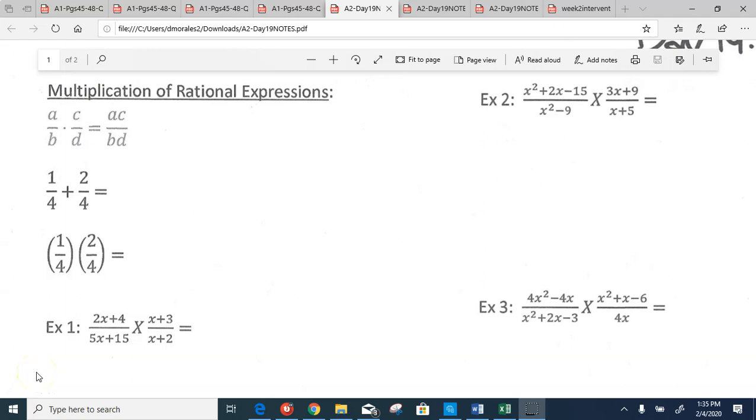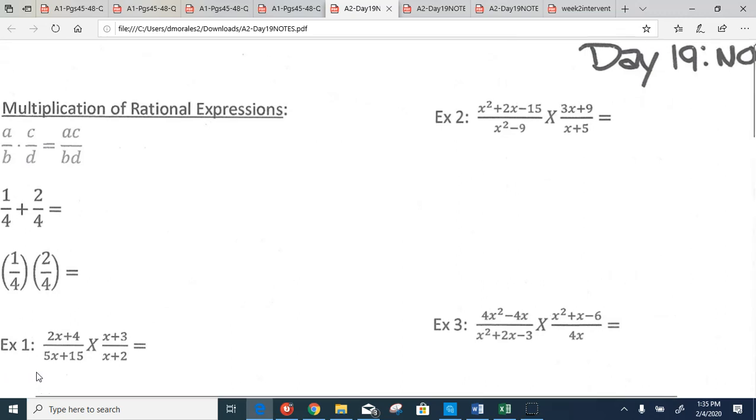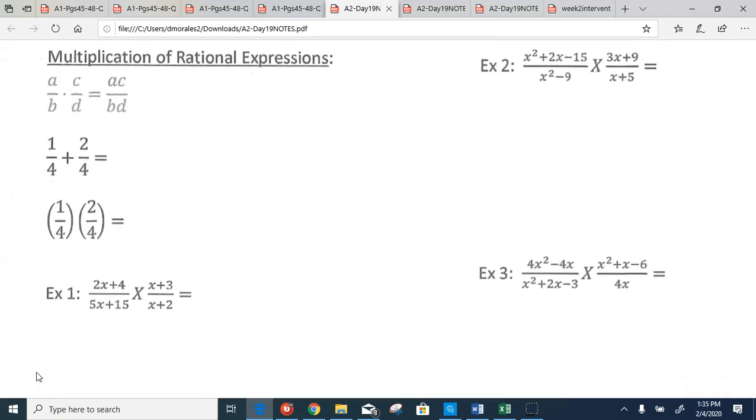Good afternoon, Algebra 2. We are working today on day 19 notes, and our topic is multiplying rational expressions. So we began with a couple of examples of multiplication properties.